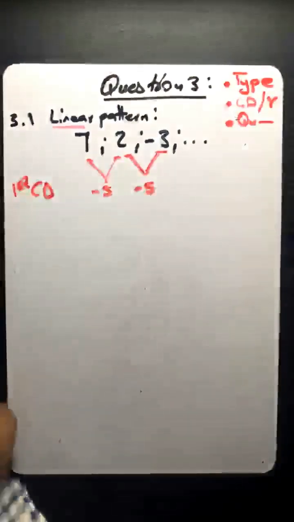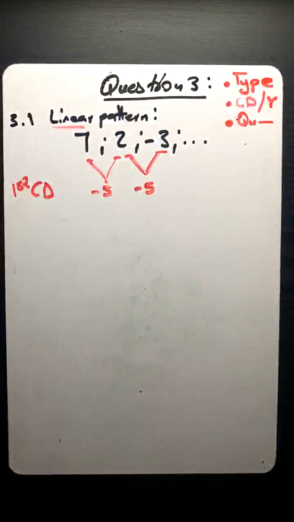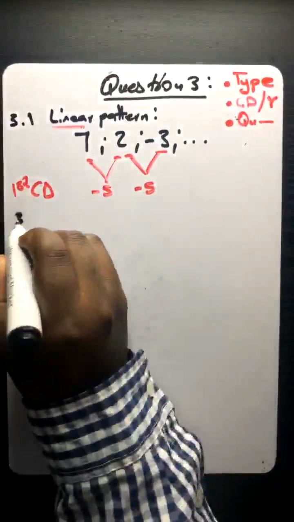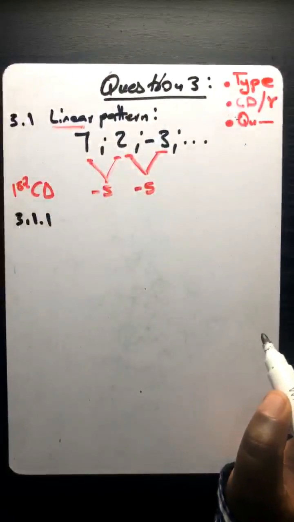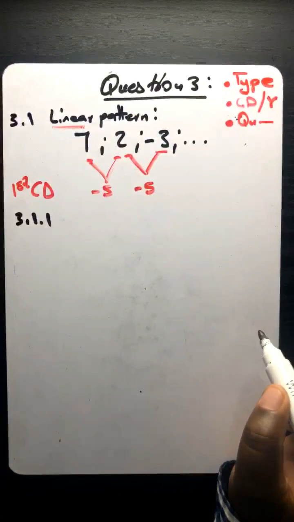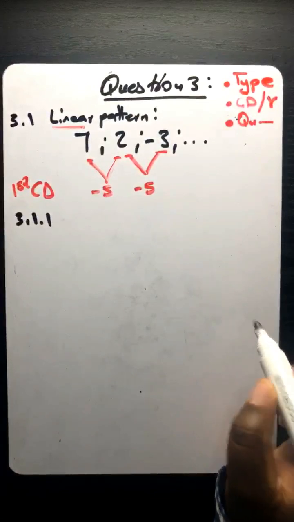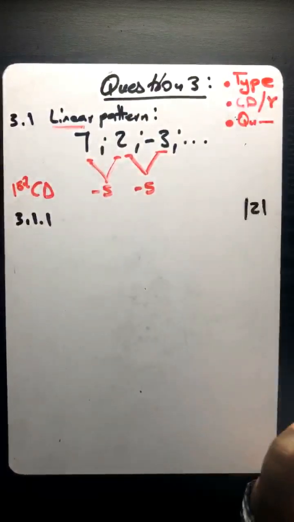So I'm pretty much sure that everyone is following. So I will just straight away attack the first question. Let's see. Determine the general term Tn of the linear pattern. And this question is only allocated 2 marks.